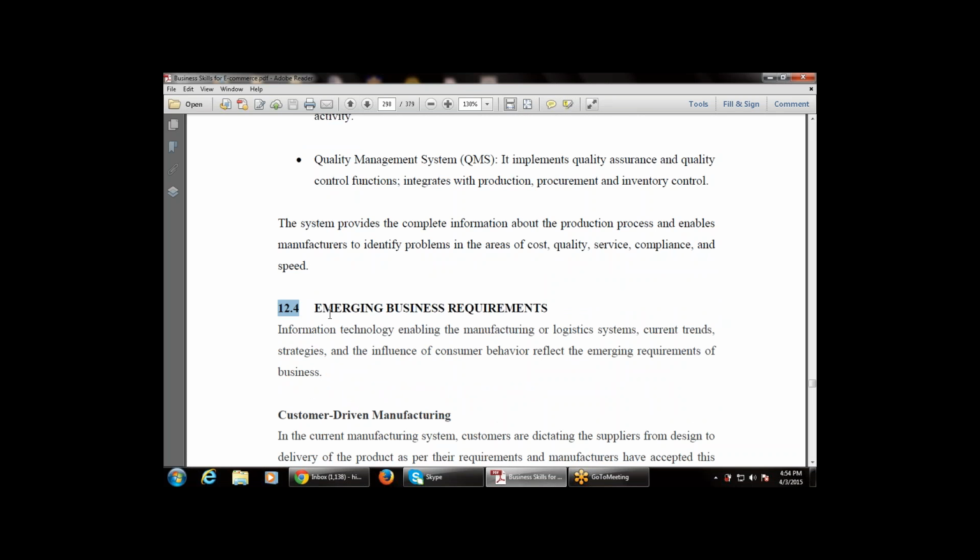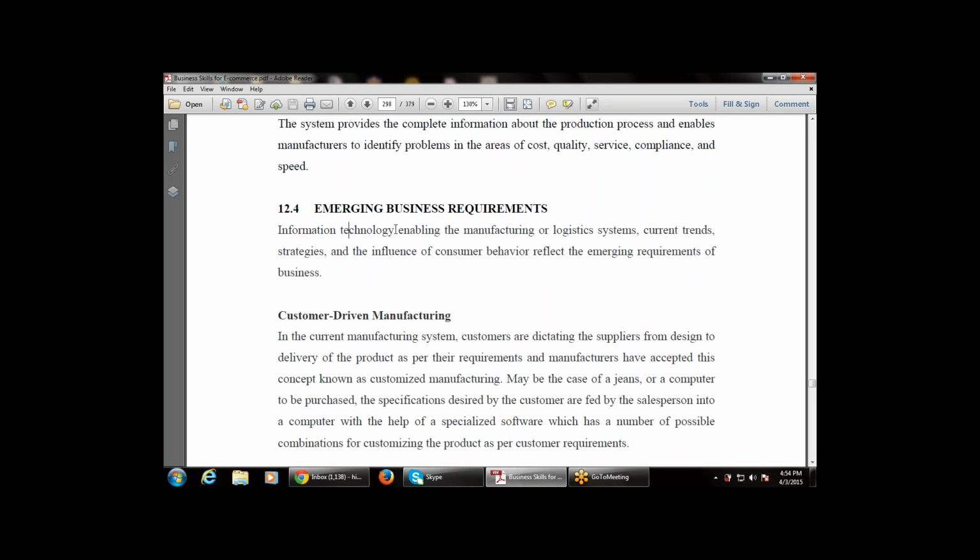Next topic is emerging business requirements. That is, what are the various requirements that can be met, that is, emerging business requirements. IT enables the manufacturing or logistics systems, current trends, strategies, and the influence of customer behavior that reflects the emerging requirements of the businesses.